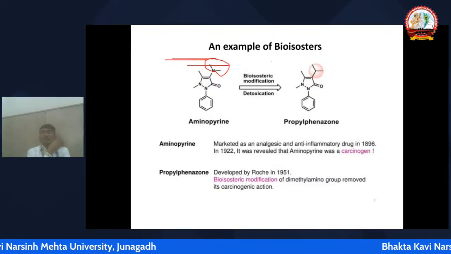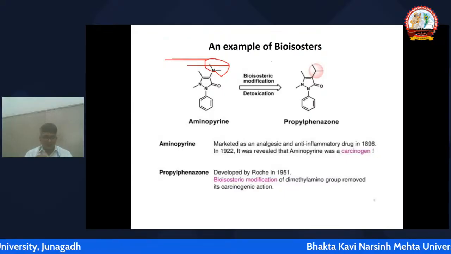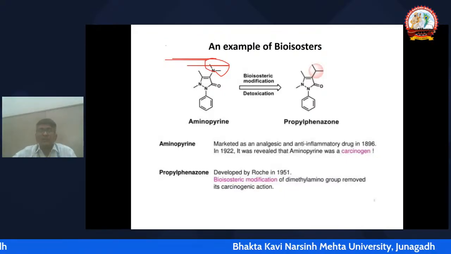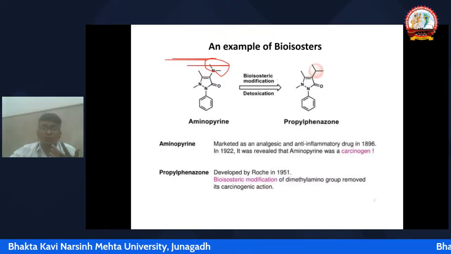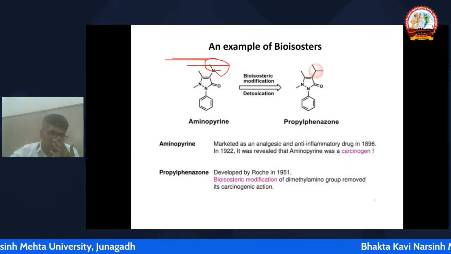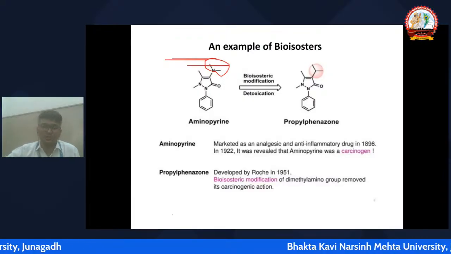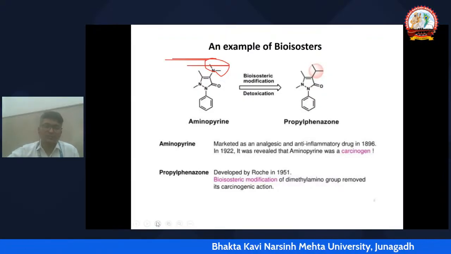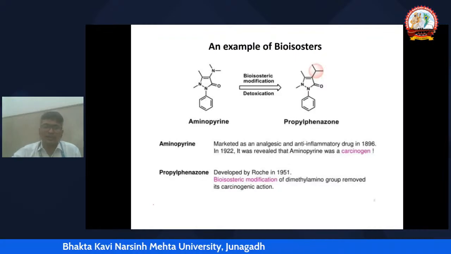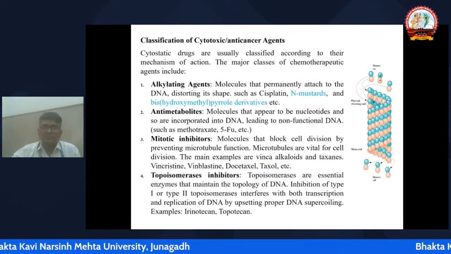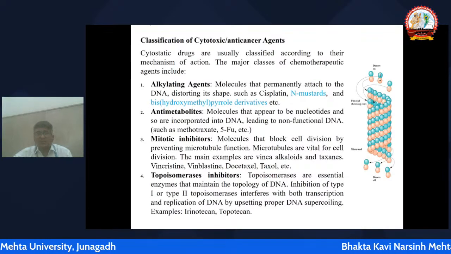So from that we can see that molecular modification through the isosterism approach gives more potent as well as less toxic molecules. So this modification strategy is useful for lead modifications.